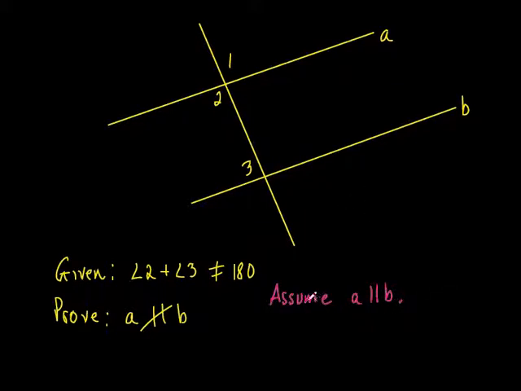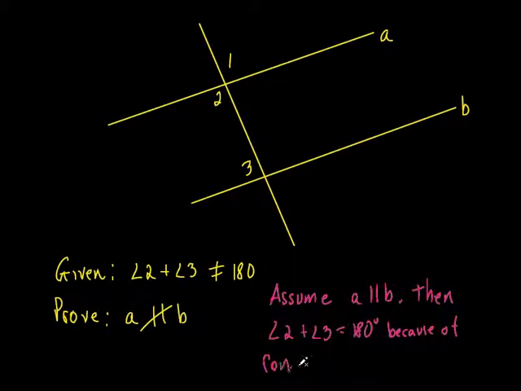That's right. So, if we assume that these are parallel lines, that's our assumption, then angle 2 plus angle 3 must equal 180 degrees. Would you agree with that? Why? Because of, what was the rule? Remember the words? Because of consecutive interior angles. We'll just call it the theorem.